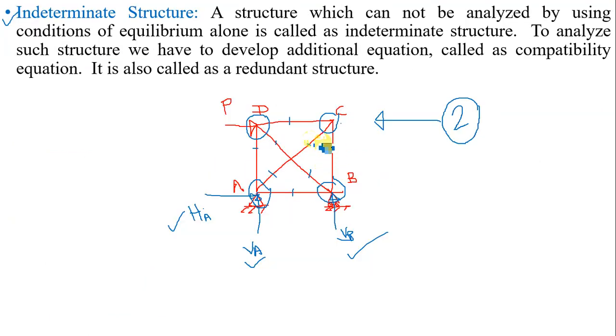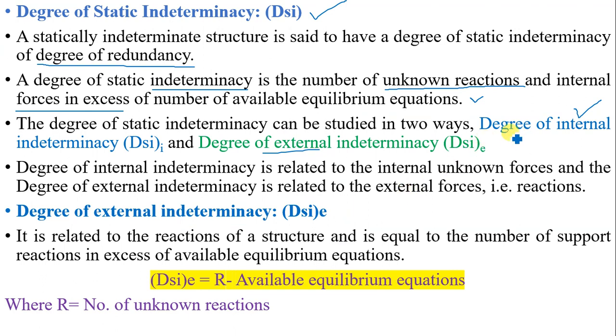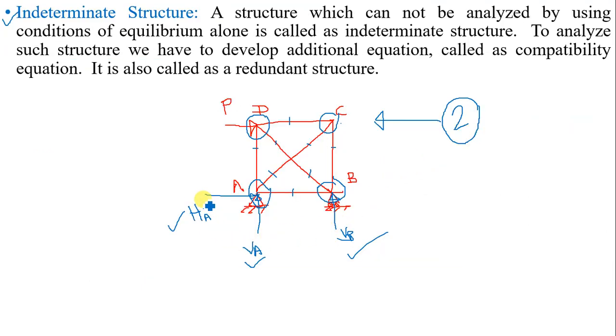So here the structure is internally indeterminate because we cannot find the forces in members. We can find the reactions but we cannot find the internal forces, and hence there is a degree of internal indeterminacy, and the degree of external indeterminacy is zero. So this structure is externally determinate. We can calculate the reactions.